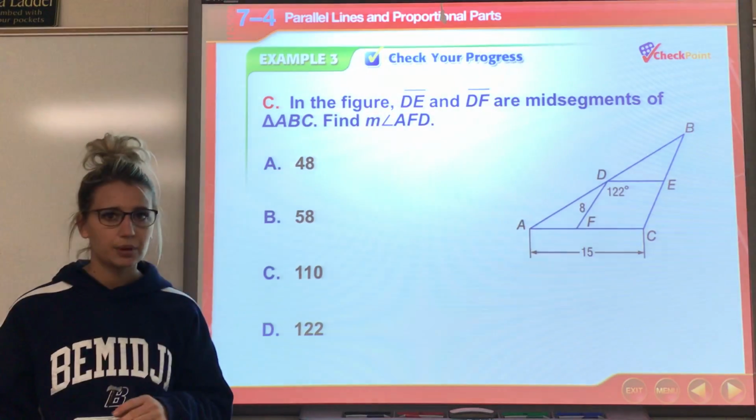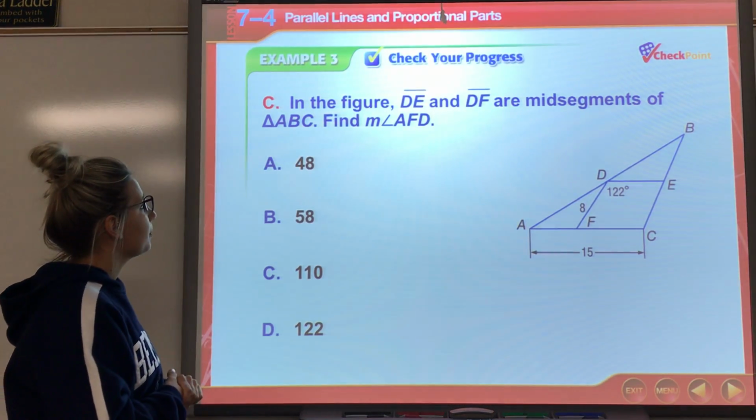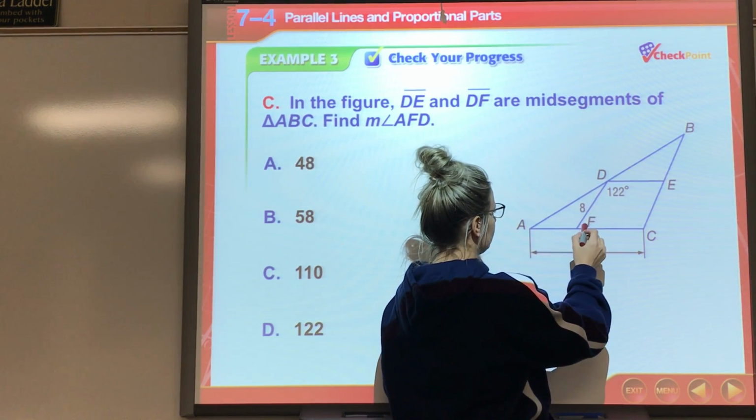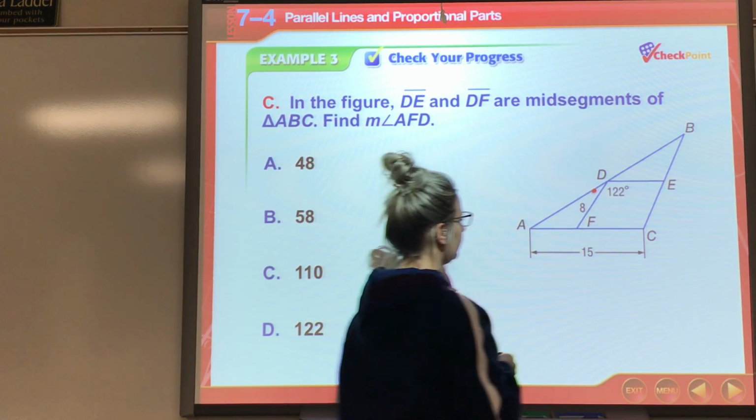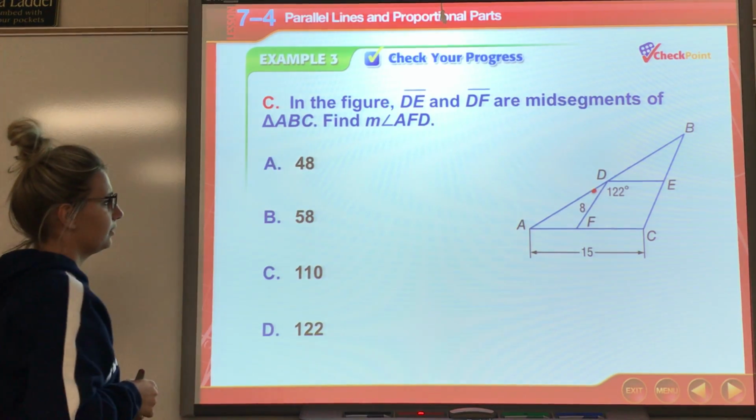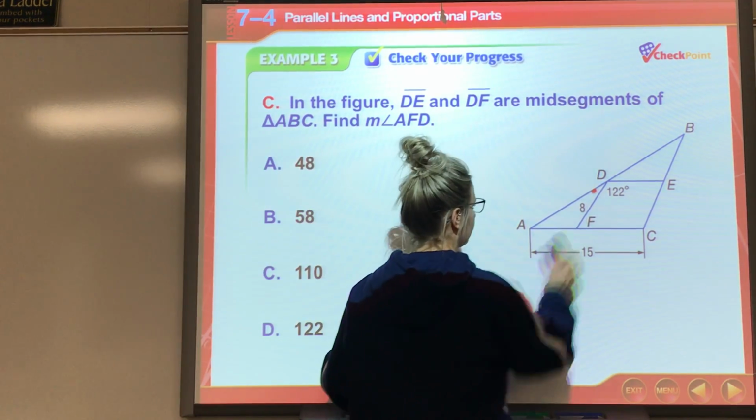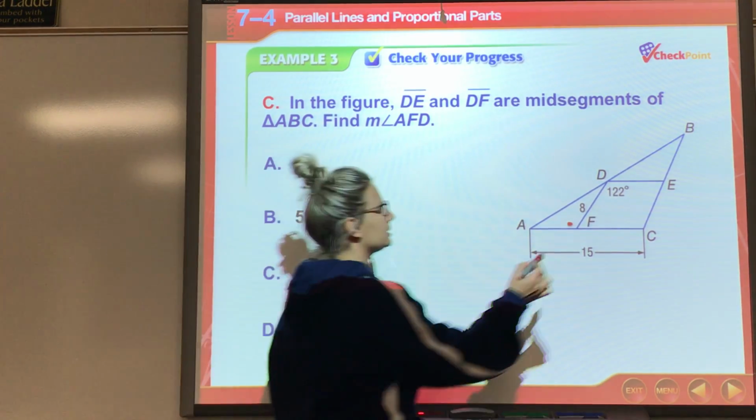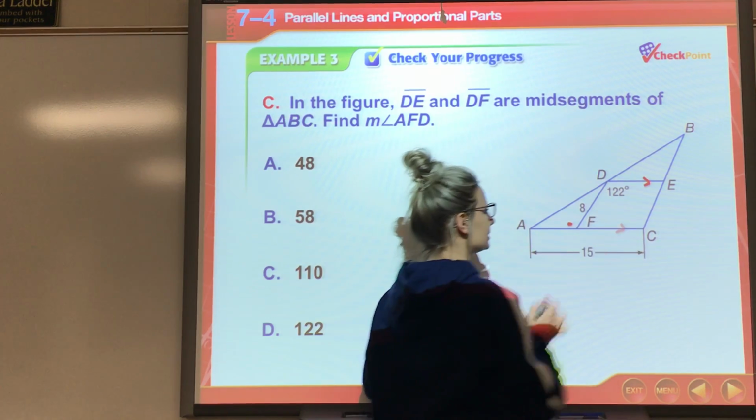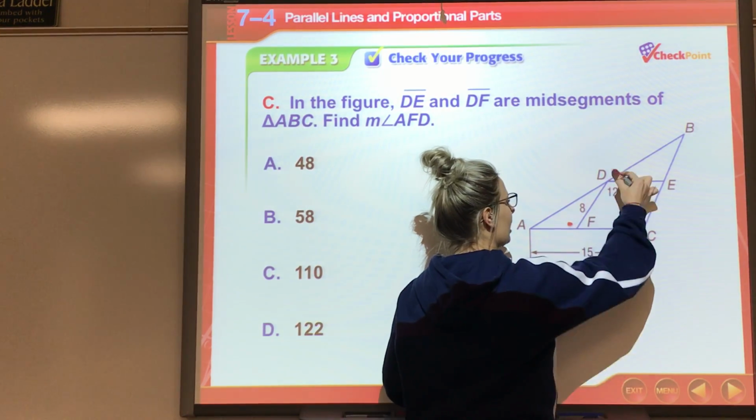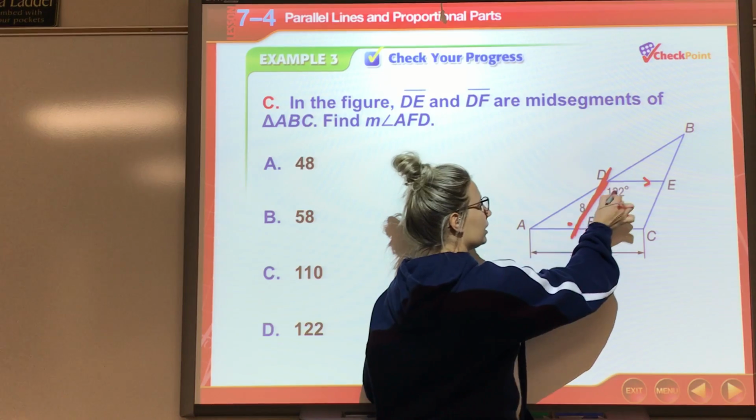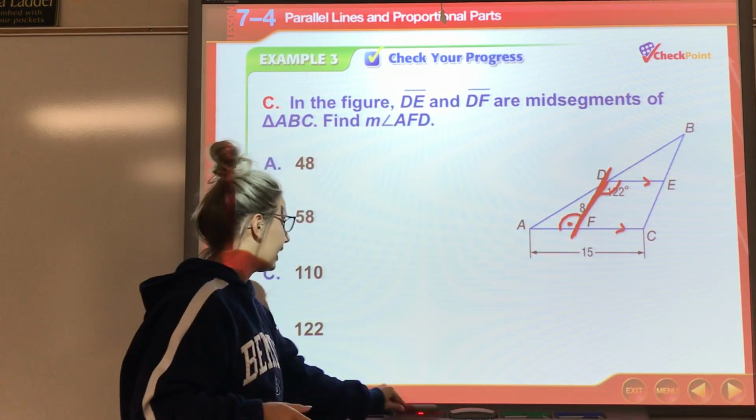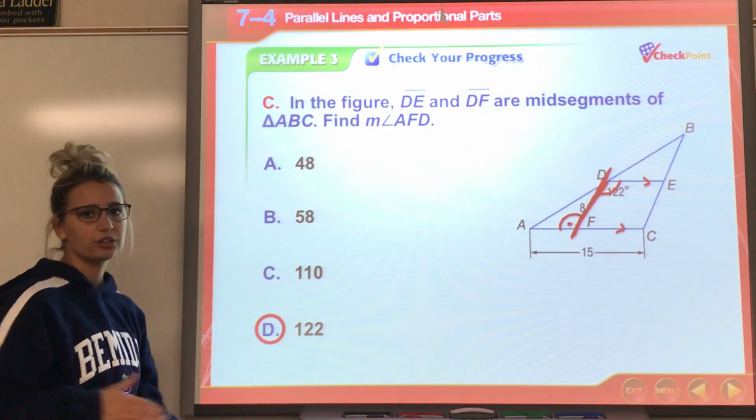All right, now this is where we're looking at the angles again. So we have to find the measure of angle AFD. So I'll just mark that in. AFD is this little angle in here. D here. Okay, so this DE is parallel to AC, and if we call this DF the transversal, then this 122 degree angle will be congruent to this angle AFD, so we should be getting 122.